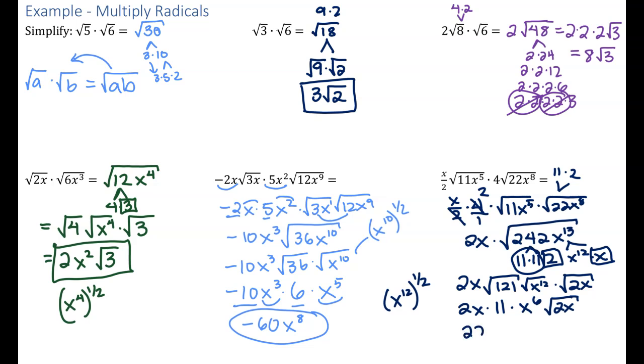Okay, so final answer, I see a 22, I see an x to the 7, and then left under the square root is that 2x, and I don't think I can do any better, so we'll leave it just like that.